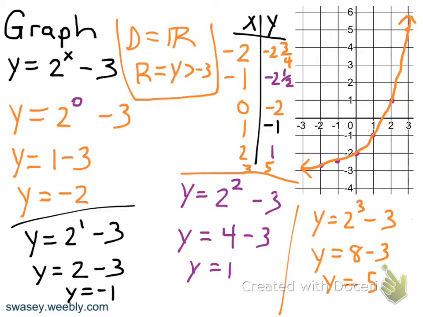Let's think, real quick, let's think about what the -3 did. That -3 shifted the graph down 3 units. So if you had graphed y equals 2 to the x, you would have had a y-intercept at 1 instead of -2. So that -3 just changed every y value down 3 units, or shifted the graph down 3.